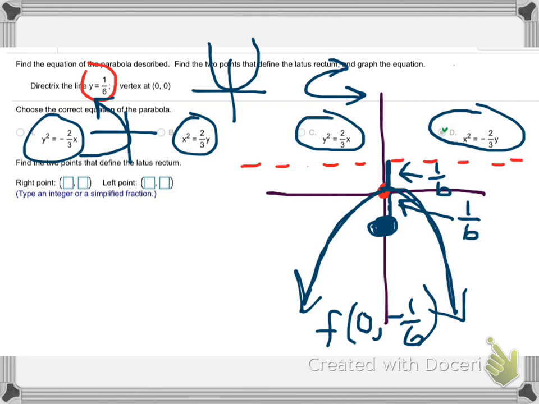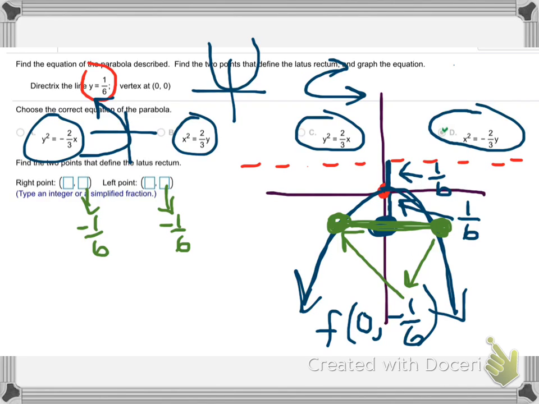Okay? Now, on to the latus rectum here. The latus rectum goes through the focus point and it attaches to the parabola. So that's a latus rectum. We have a left endpoint and a right endpoint. Now notice, since it goes through the focus, these green points share the same y value as the focus because they're at the same altitude. They both are parallel to the x-axis, and they both have a y coordinate of negative 1/6 here and a y coordinate of negative 1/6 here.